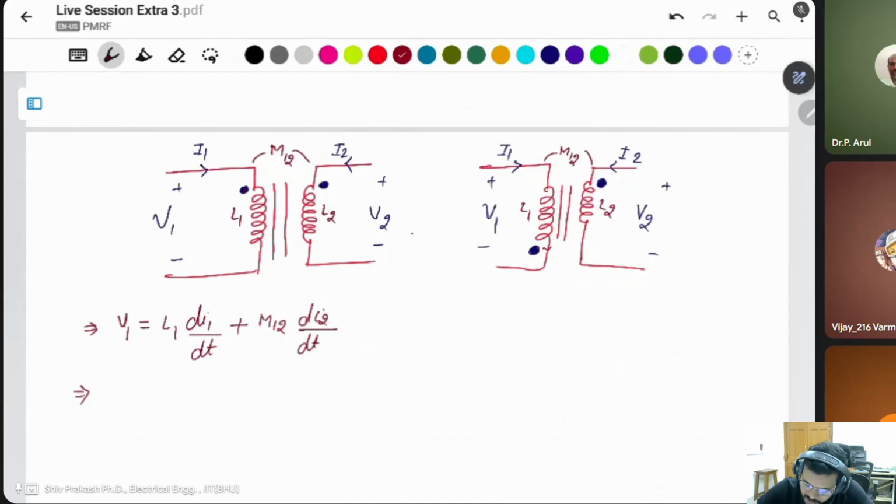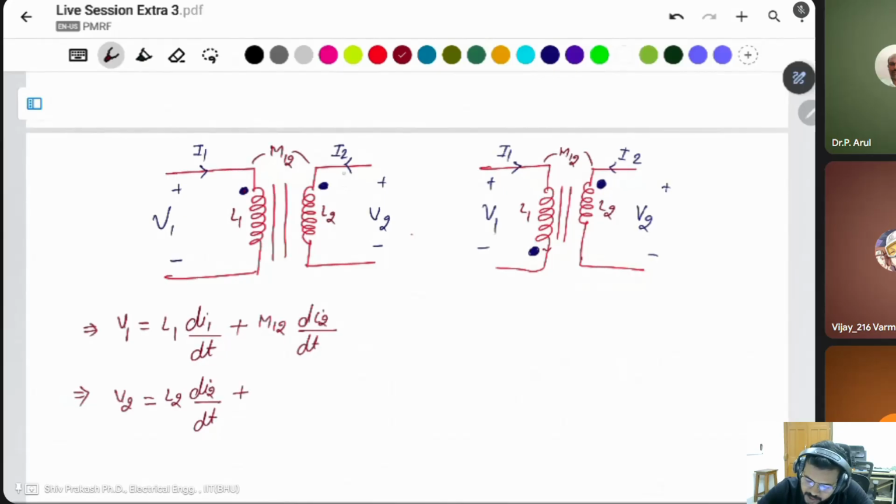The second one is the same, V2. In V2, the self winding is L2 and the current is I2, so this is L2 di2 by dt, plus the mutual inductance, the same M12, but this mutual inductance occurs due to the other coil, which is L1, with current I1. This is M12 di1 by dt.